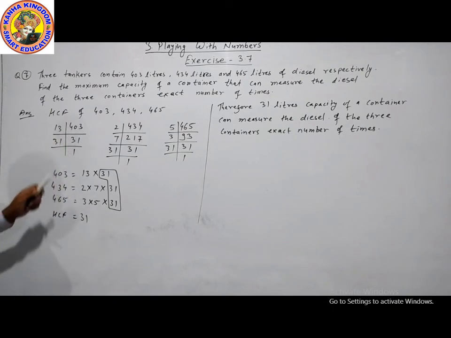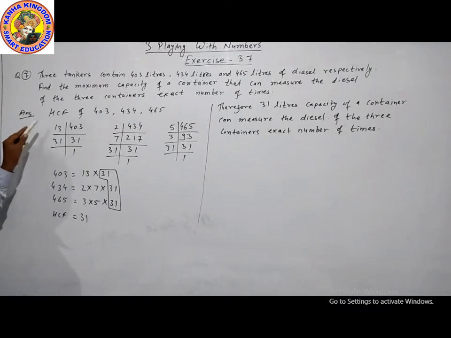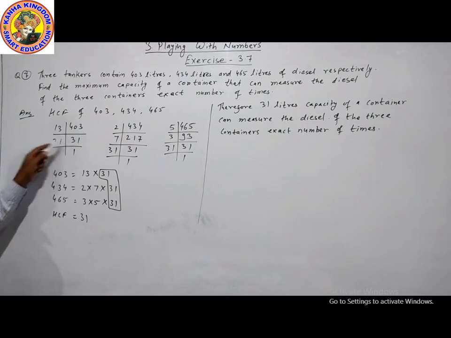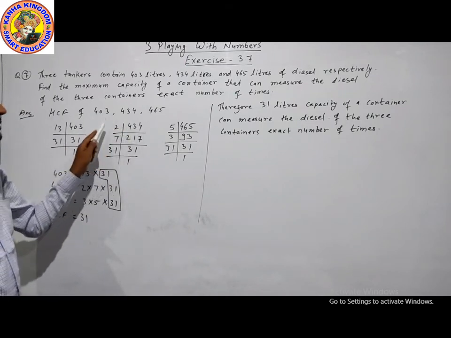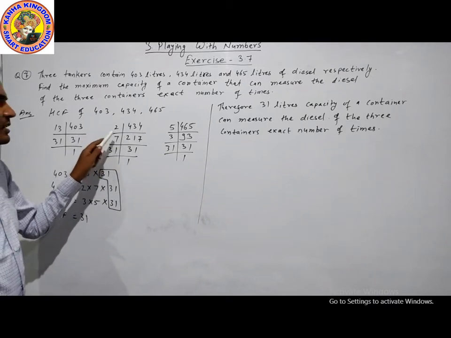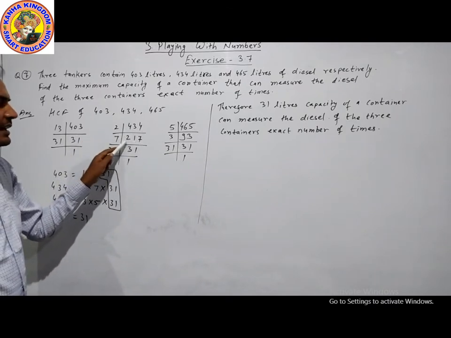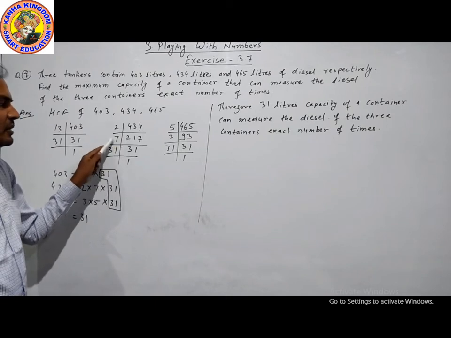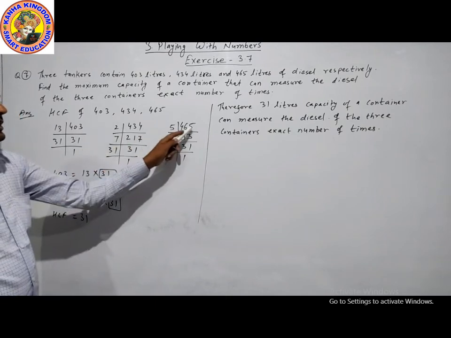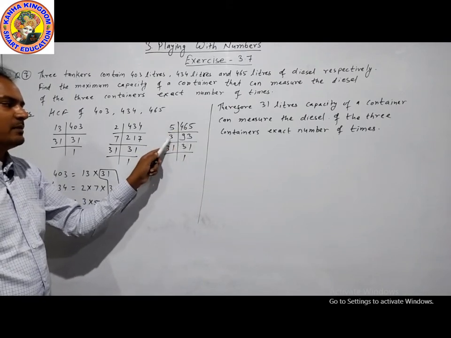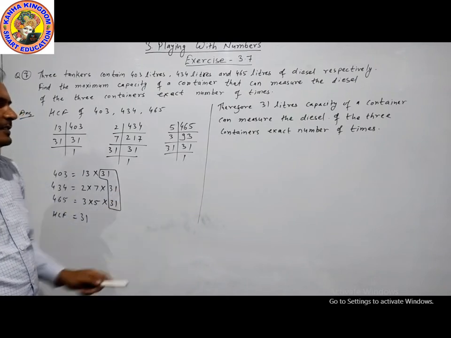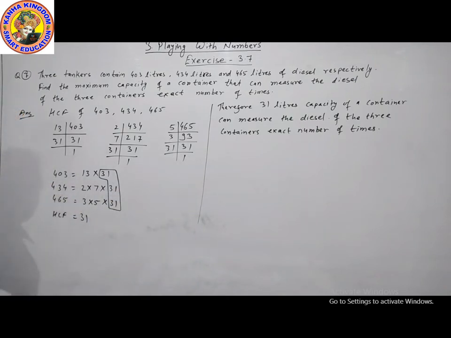First of all 403. We will try 2, 3, 5, 7, 11 and 13. 13 can divide this, so this is 31. 31 is a prime number. Now taking 434, this is an even number, we will divide by 2. Here is 217, cannot divide by 3, 5. Now dividing by 7, 31. Here is 465. First of all we will divide by 5. 93, we can divide by 3. 31. These are the factors.